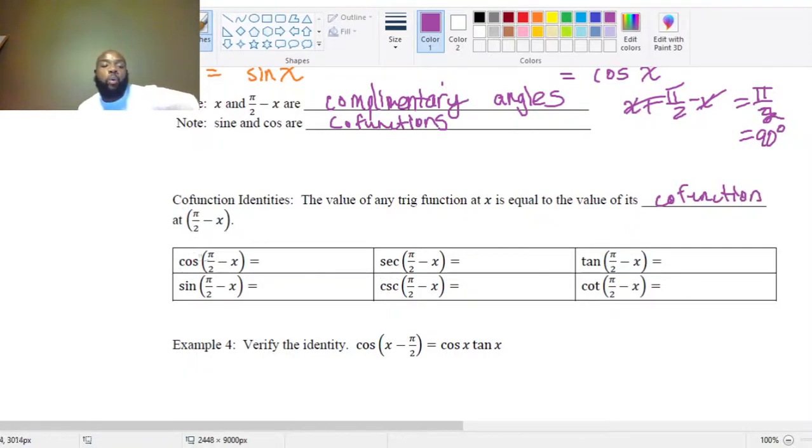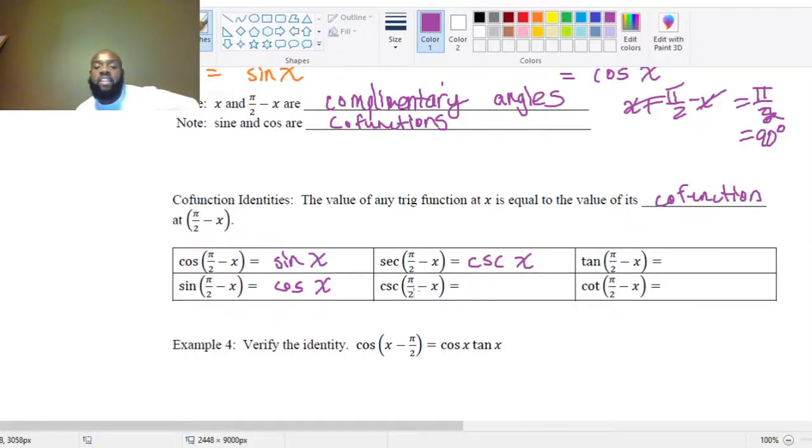All right. So the cosine of pi over 2 minus x is the cofunction sine of x. The sine of pi over 2 minus x is the cofunction, which is cosine of x. And I was about to type in the whole word, but we want the abbreviation since we're using function notation. Same thing happens for secant and cosecant. And so the secant at this angle is going to equal the cosecant at its complement, which is x.